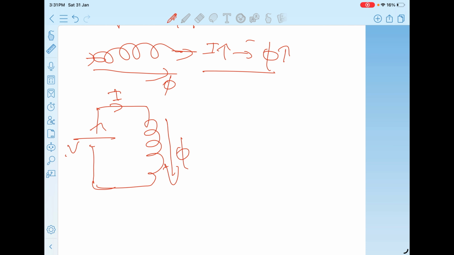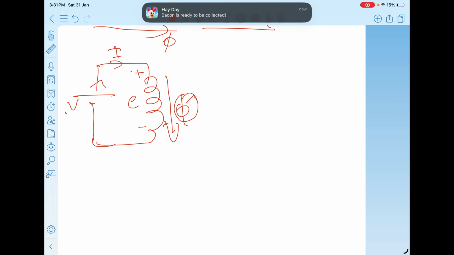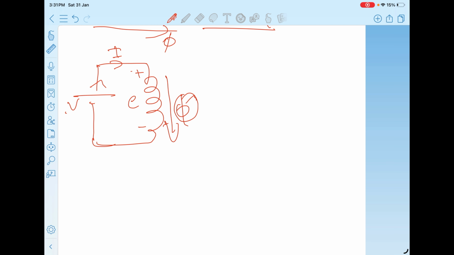Then the direction of the induced EMF will be in such a way that it tries to oppose the cause. The cause is this current. So the direction of the induced voltage will try to produce an induced current, and that will produce an induced flux that tries to oppose the cause flux. Because of this reason, the flux will always produce an induced EMF in this direction. This is the important property of Faraday's law, which is telling about the inductor. Any inductor will try to oppose the cause.